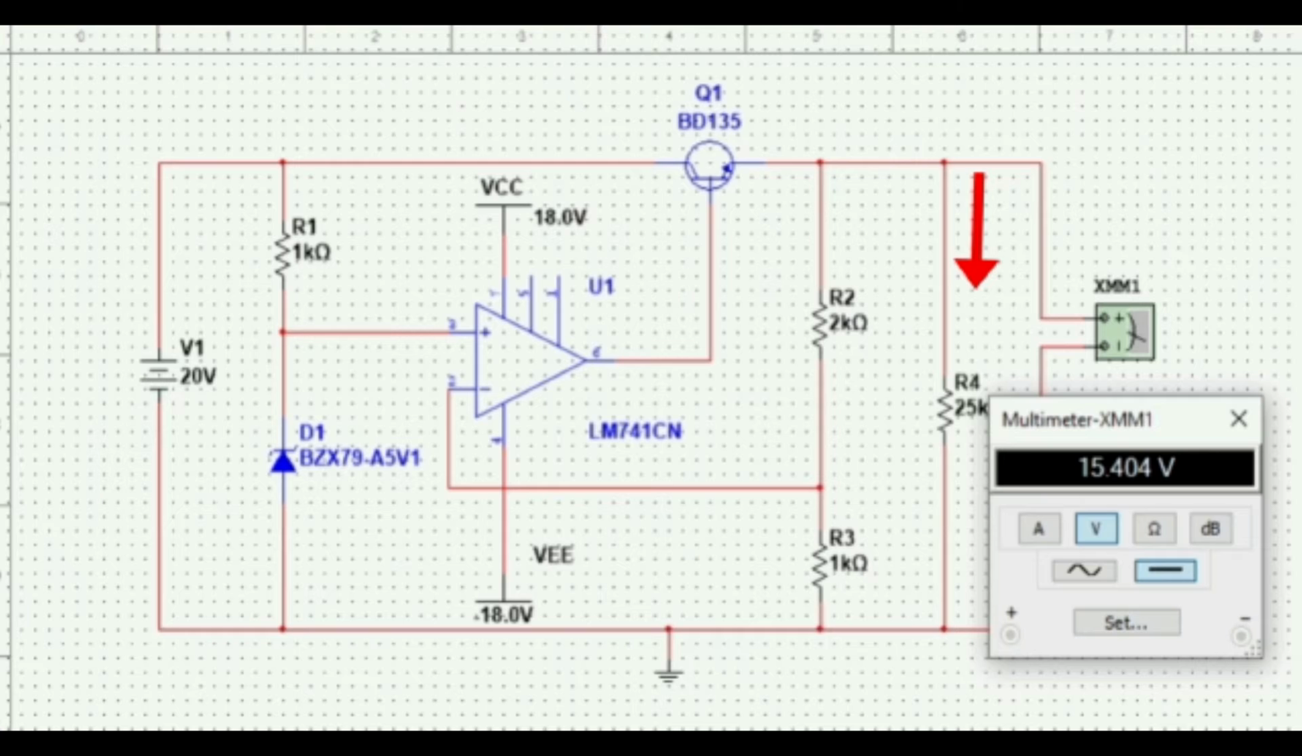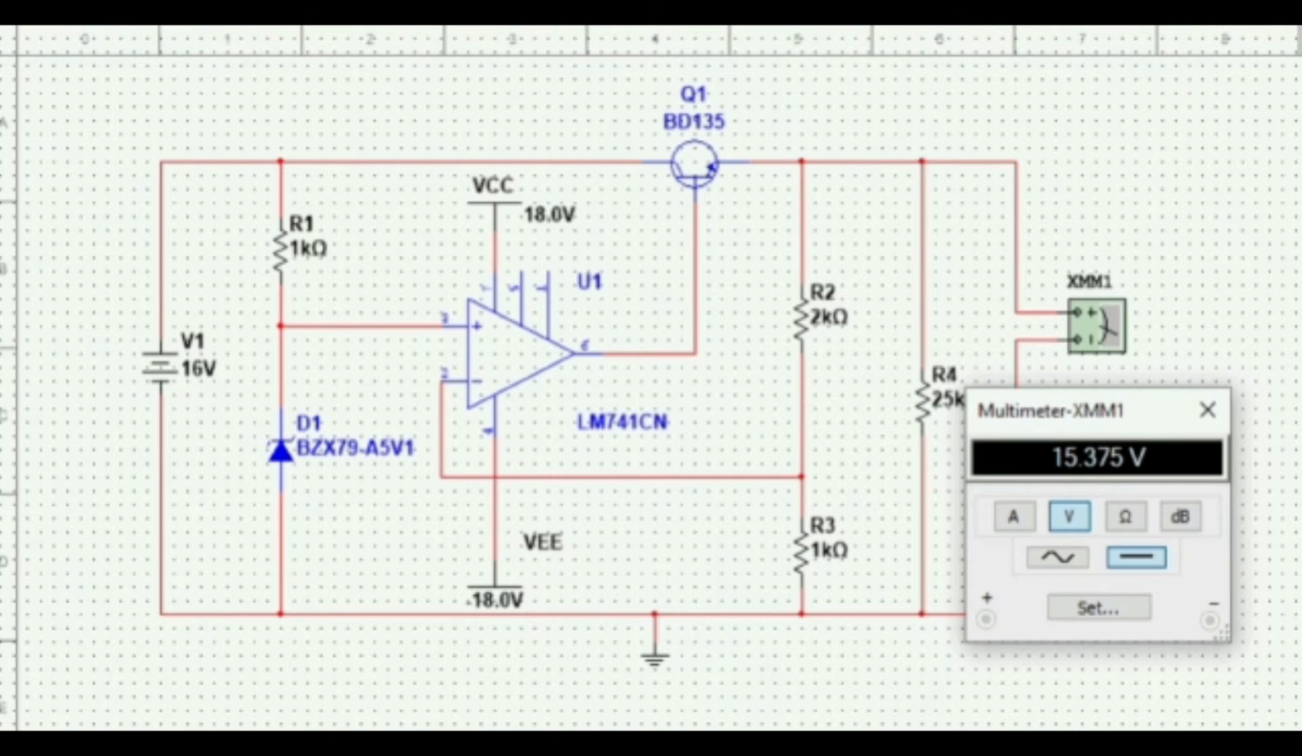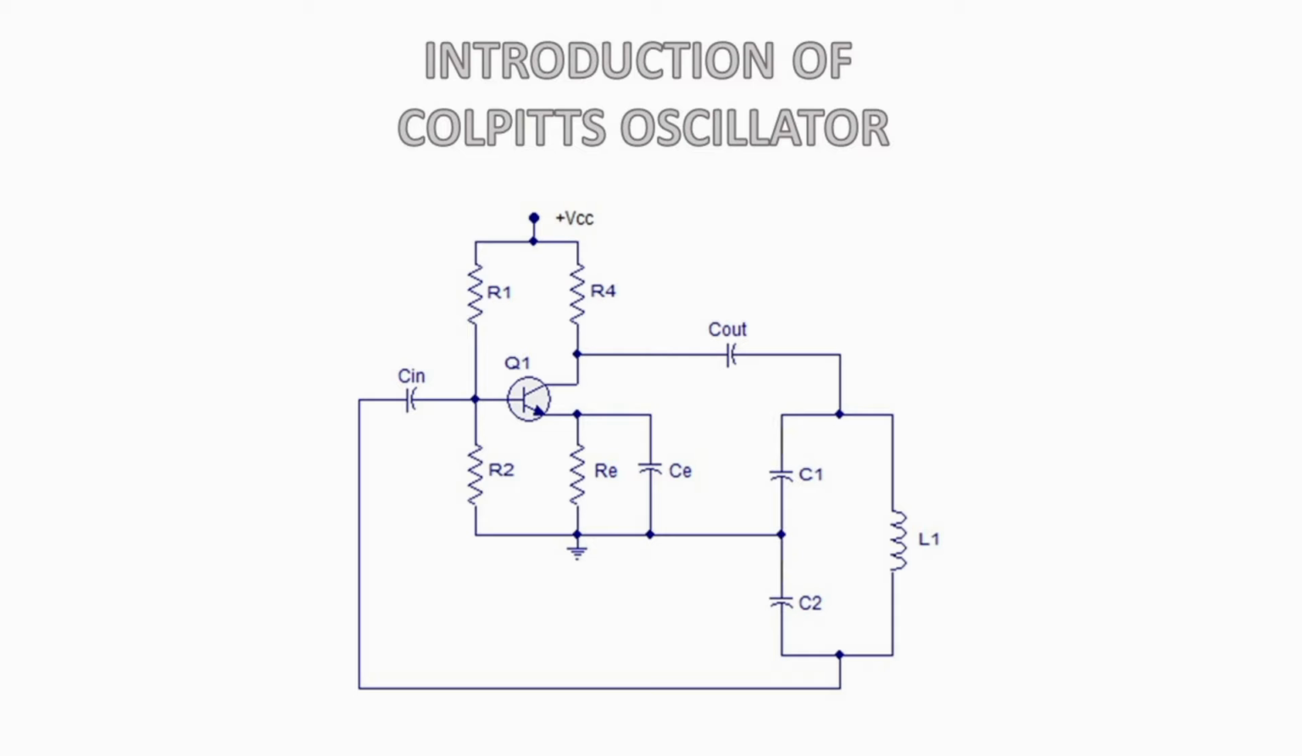In this situation, the decreased base-emitter voltage causes the transistor Q1 to conduct less, thereby reducing the input voltage, maintaining the output constant. Vice versa, if the input voltage decreases to 16 volts, the output voltage also decreases, and the increased base-emitter voltage causes transistor Q1 to conduct more, thereby raising the input voltage, maintaining the output voltage at 15.3 volts.